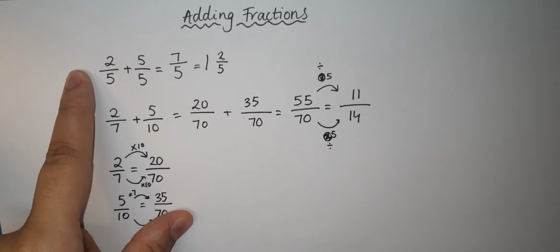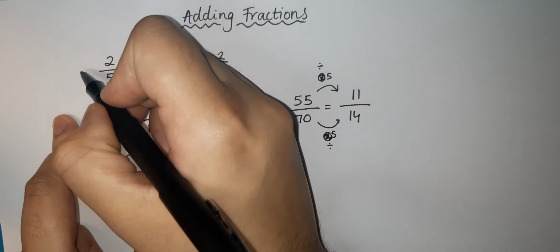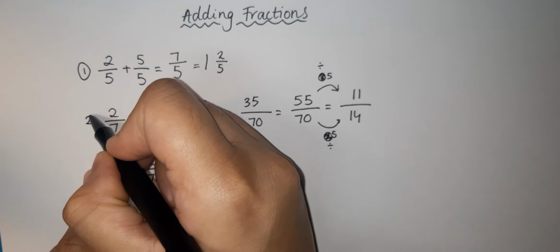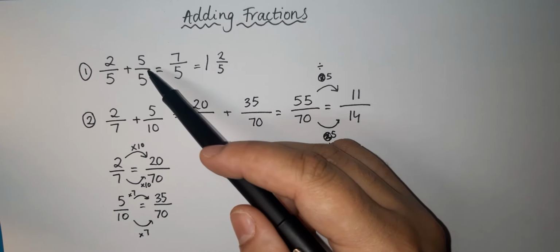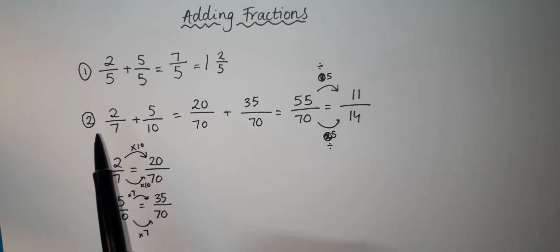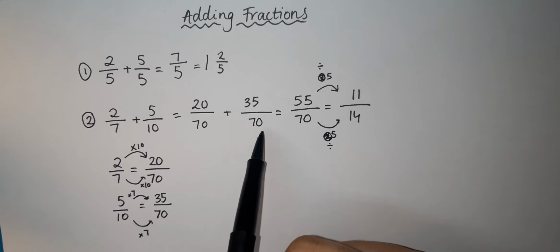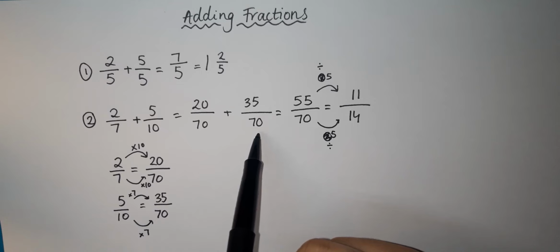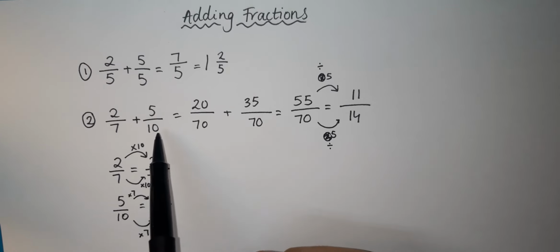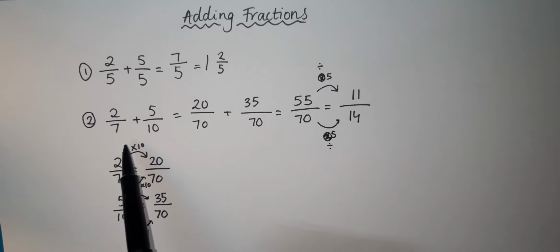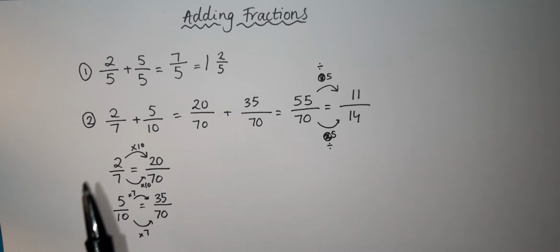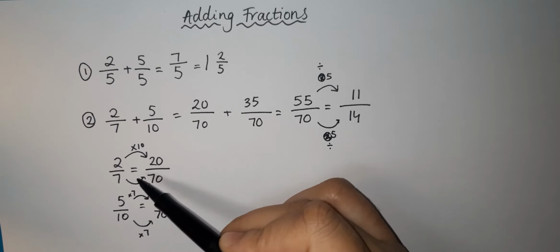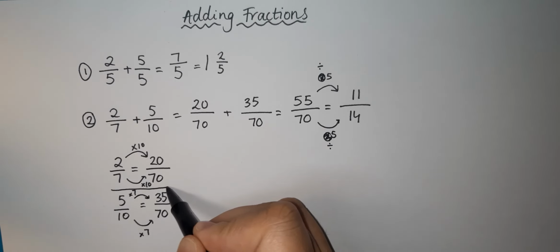So if we just do a recap, this was the first example and this was the second example. If the denominator is the same, then you can add the top two numerators. If it is not the same, we need to make it a common denominator. And the common denominator is the lowest common multiple of the two denominators. Here is a bit easier because the numbers are quite easy to work with. If it's a little bit harder, we would need to do our factor tree and then work out the lowest common multiple like that. So let's just make it a little bit easier for you to see.